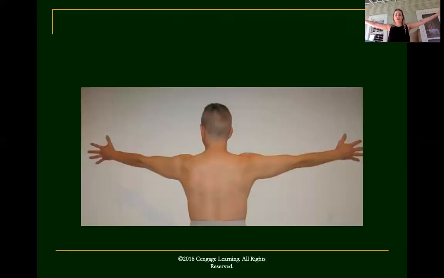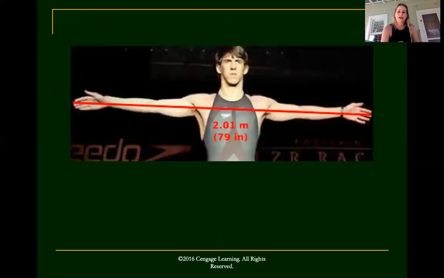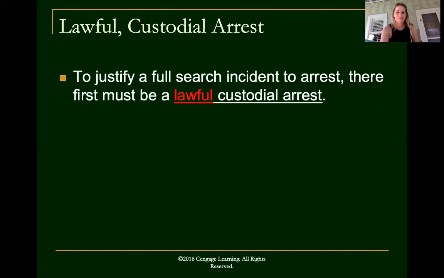So when an officer, if they go like this with the offender, this area around the person is the area in which they could possibly have a weapon or have evidence that they could destroy. So this is the only area that an officer can search. Now, as a side note, this is Michael Phelps, the Olympic gold medal swimmer. How insane is it? His wingspan is almost twice the size of mine, almost 7 feet long. That's insanity. So no wonder he always gets first place.